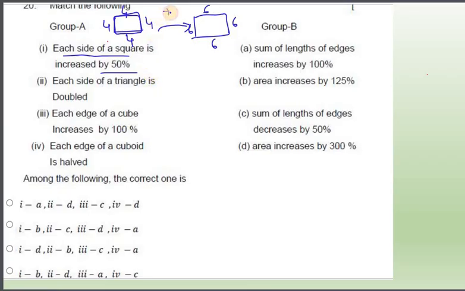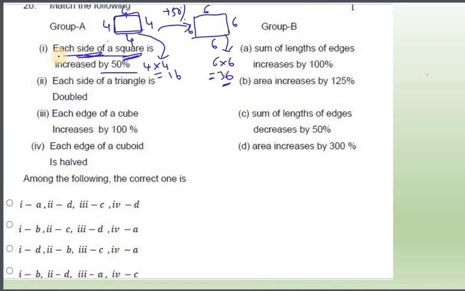Clear or not? Plus 50% of side. Each side of the square: side is 4, 50% increase. What will you get here? 4 plus 2, 6 you will get. So what is the area of the square with side 4? What is the area formula? Area of the square, side into side, 4 into 4. Area of the smaller square, 4 into 4, 16. What is the area of the bigger square? 6 into 6, side into side, 36. Clear?